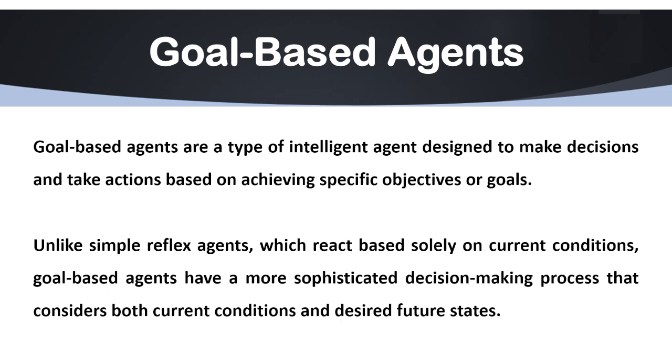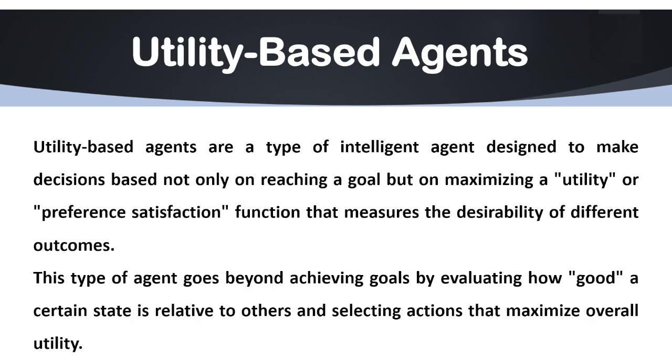So this is all about goal based agent. Next we have is utility based agents. So here you can see utility based agents are a type of intelligent agent designed to make decisions based not only on reaching a goal but on maximizing a utility or preference satisfaction function that measures the desirability of different outcomes.